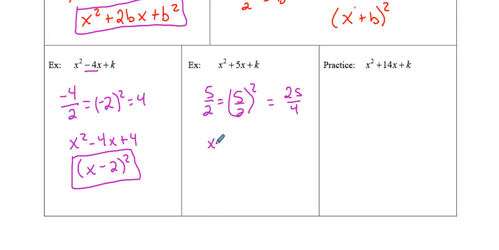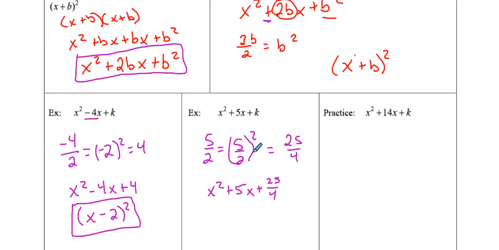So if I have x squared plus 5x plus 25 over 4, let me write that a little better, then I've written this as a perfect square trinomial, which can be factored to the quantity x plus 5 halves squared. And that's kind of the process we're going to be looking at here.